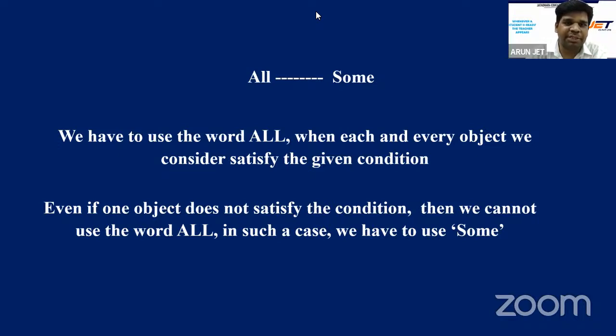So the technical difference: when each and every object satisfies the condition, we use the word all. When even one object does not satisfy the condition, you've got hordes of objects, but even if one object does not satisfy the condition, we use the word some.